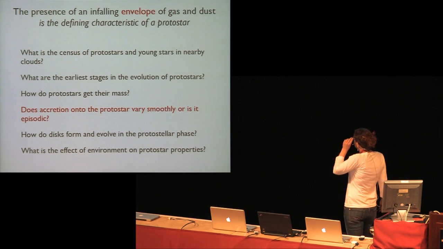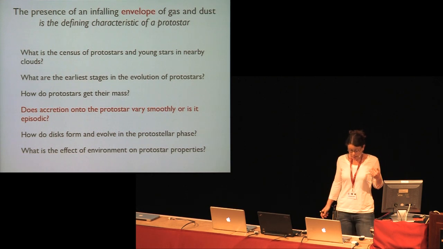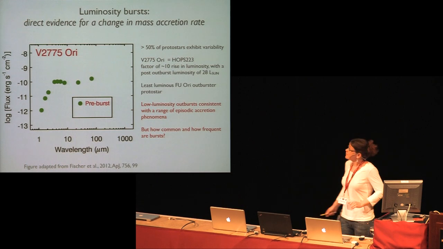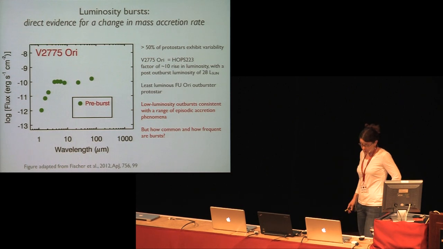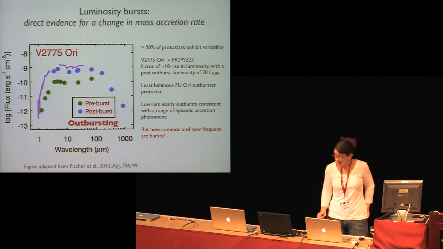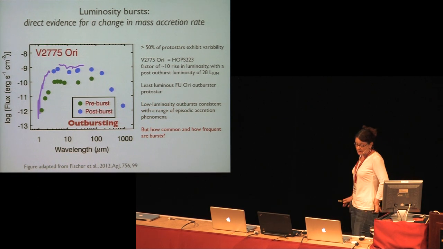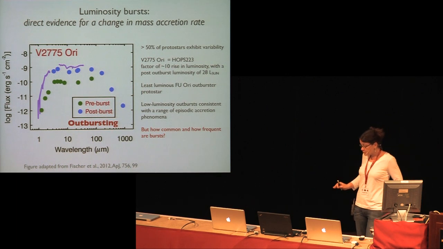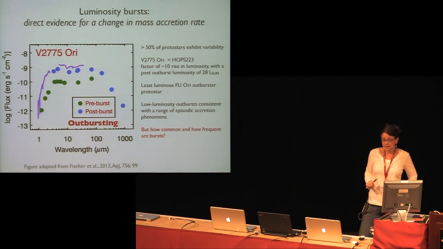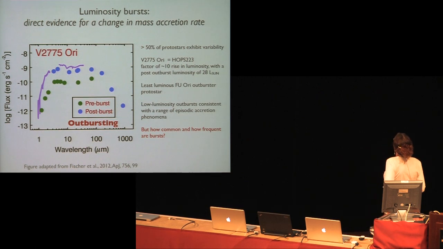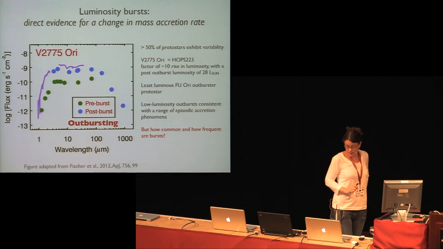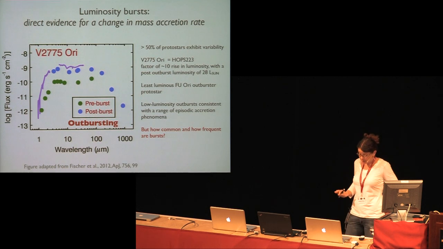So what's the observational evidence for any kind of changes in the accretion rates onto protostars? First, I'm going to present a piece of direct observational evidence from Will Fisher, where he observed in Orion a source that underwent a factor of 10 luminosity increase. This is the least luminous FU Ori outburster that's known, and only a small fraction of the FU Ori outbursters that we know are classified as protostars. But I believe that Joel Green will tell you a little more about these sources on Thursday. So low luminosity bursts are consistent with some range of episodic accretion phenomena, but how common and how frequent are they? That's an open question.